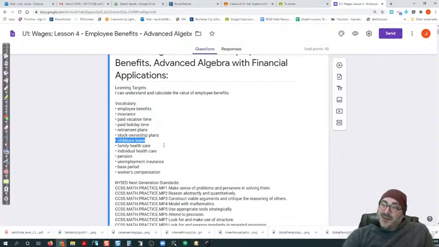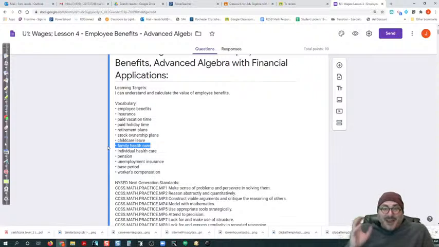Family health care. Healthcare is super expensive. If you try to pay for healthcare out of pocket, that's just like auto insurance, right? Even the tiniest little minor surgery might cost $10,000, $20,000. If you have insurance, it'll only cost you maybe $400, right?